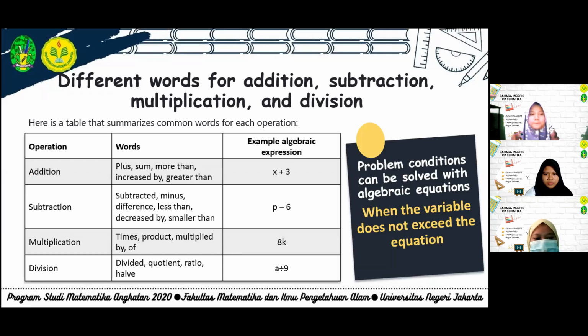Multiplication can be expressed by times, product, multiplied by, of. For example, 8 times k. Division can be expressed by divided, quotient, ratio, and half. For example, a divided by 9. Problem conditions can be solved with an algebraic equation when the variable does not exceed the equation.